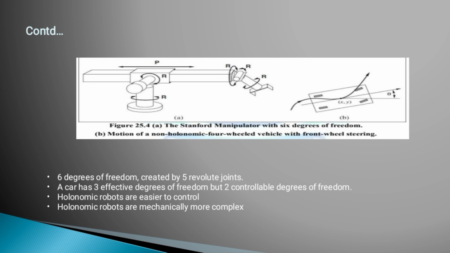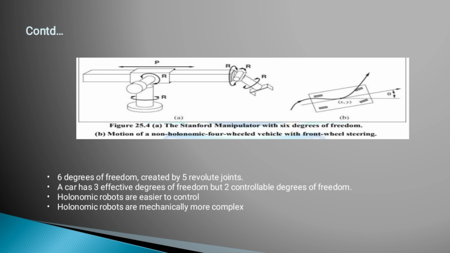Here I have given one image. That image represents the Stanford manipulator with 6 degrees of freedom. Part B is the motion of a non-holonomic four-wheeled vehicle with front wheel steering, and A is the Stanford manipulator with 6 degrees of freedom. Here the 6 degrees of freedom are created by 5 revolute joints, and a car has 3 effective degrees of freedom but 2 controllable degrees of freedom.